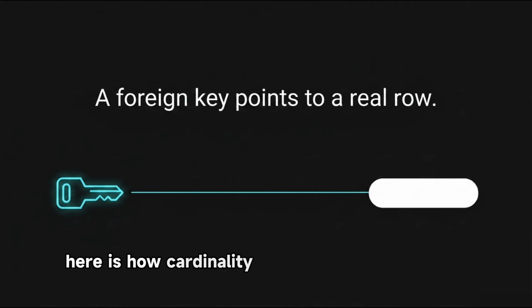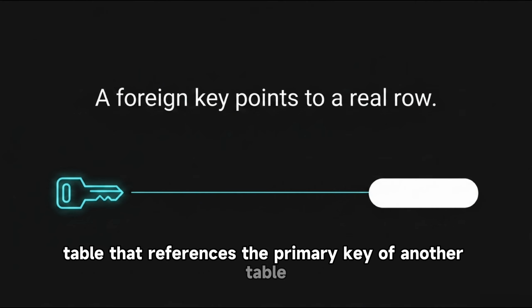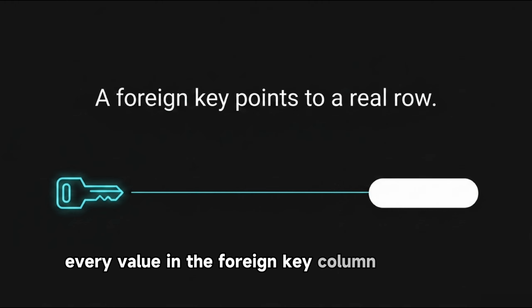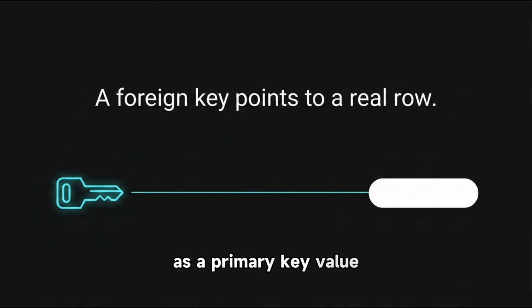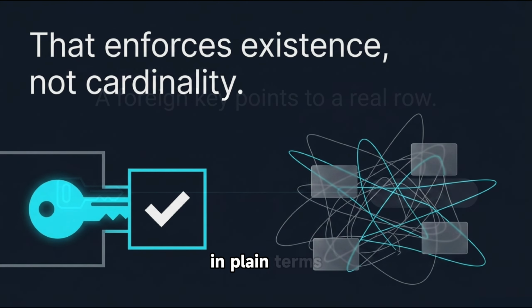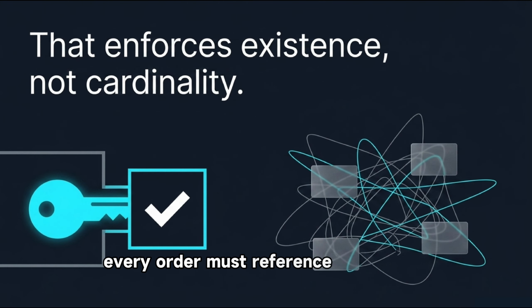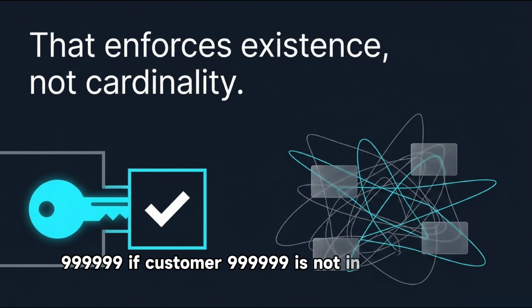Here is how cardinality constraints actually work in a relational database. The primary mechanism is the foreign key. A foreign key is a column in one table that references the primary key of another table. Every value in the foreign key column must exist as a primary key value in the reference table. In plain terms, every order must reference a customer that actually exists. You cannot create an order for customer ID 9999 if customer 9999 is not in the database.